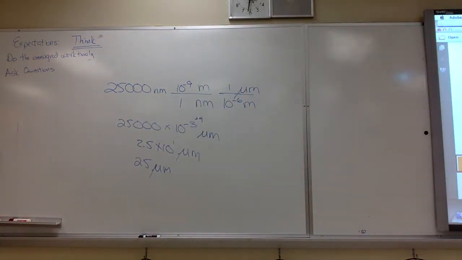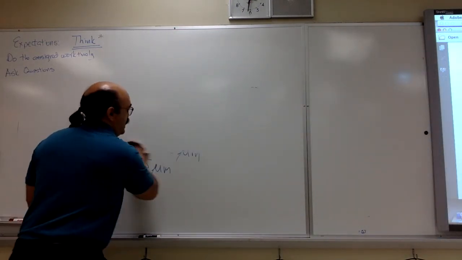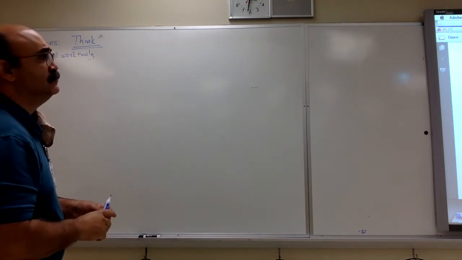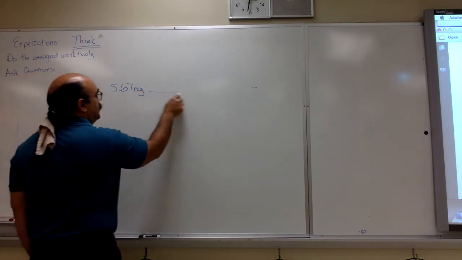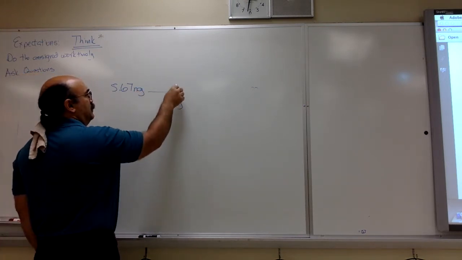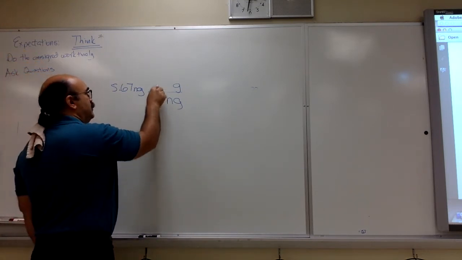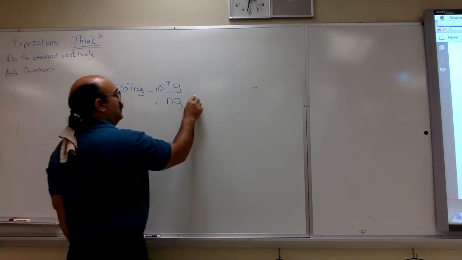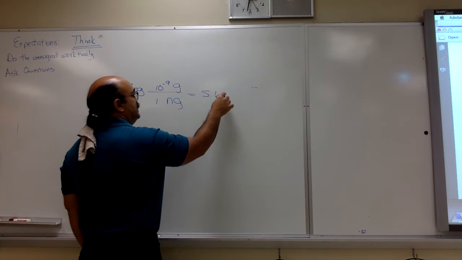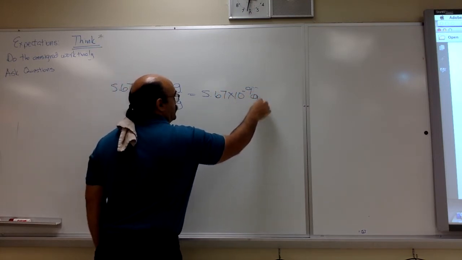So, going on. I've got grams and nanograms. Okay? 5.67 nanograms. Nanograms is not what I want. Grams is one step. 1 nanogram, 10 to the minus 9 grams. That's my definition. My answer works out just peachy in scientific notation, times 10 to the minus 9 grams.